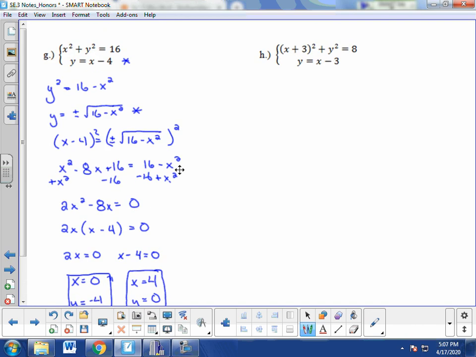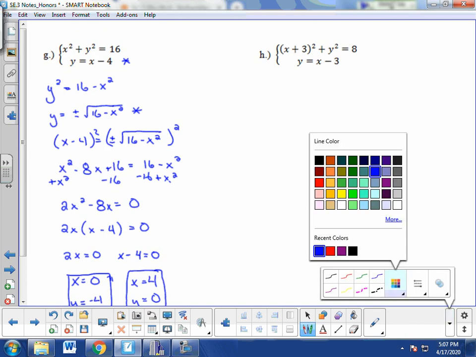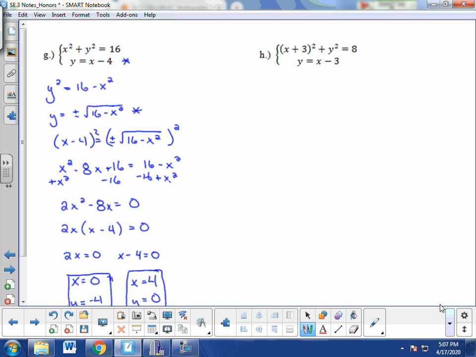Finally, the last problem is another circle and a line here. This one's written a little bit differently. This is the first time we see a horizontal translation with a circle. The line is already written in the correct format, so I'm going to put a little star by this because I'm going to come back and graph that eventually.